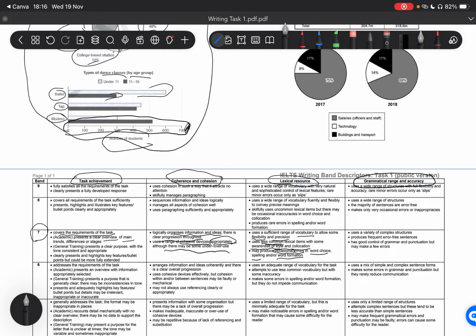So for grammar range and accuracy, you can use a variety of complex structures. So complex structures mean complex. We have different types of sentences like compound, complex, passives, conditionals, and relative clauses, defining relative clauses, non-defining relative clauses. All this inversion could be used in your report.